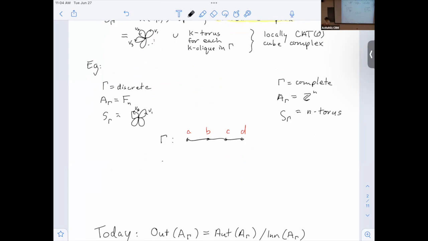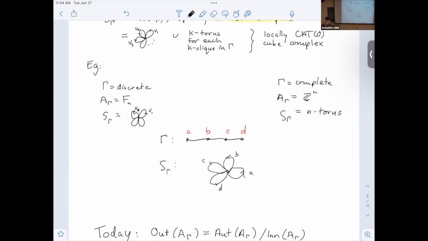I'm not going to write out what A gamma is. You can read it off this. But what does my Salvetti complex look like? Well, I start with four loops. Start with a loop A, B, C, and D. So we'll label these A, B, C, and D. And then for each edge, I need to glue on a two torus. So let's just glue on some tori.